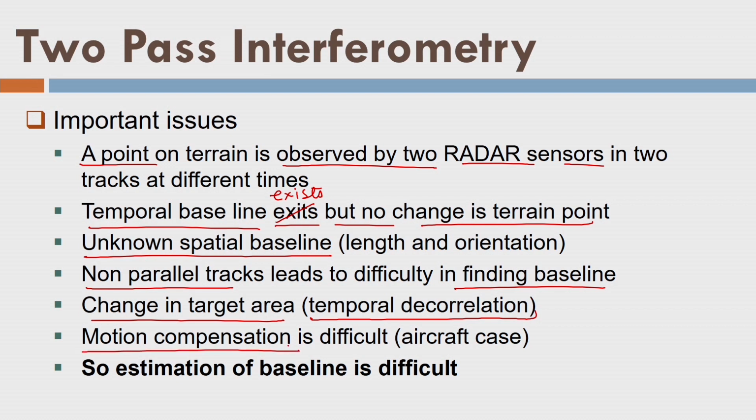What about the motion compensation? In case of aircraft, it is slightly difficult. So the estimation of the baseline is very, very difficult here in case of two-pass interferometry. But let us look into that. How do we do it?